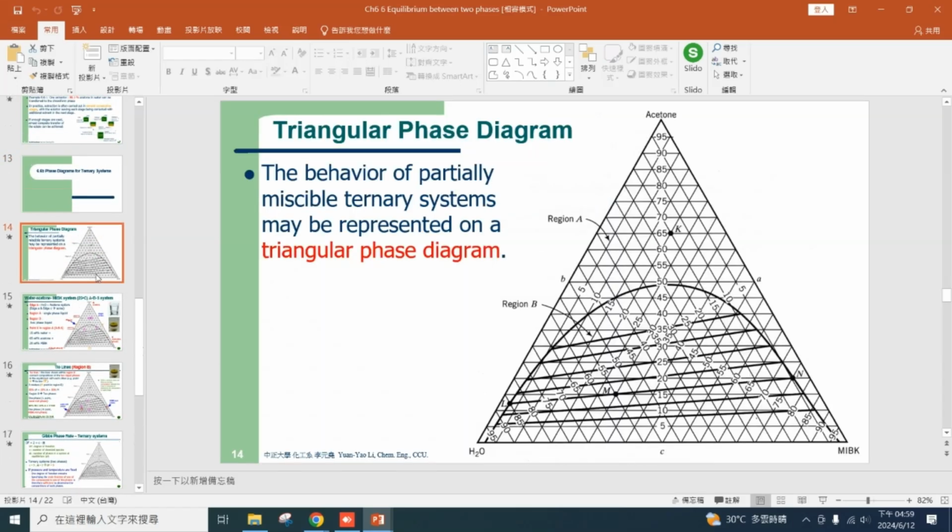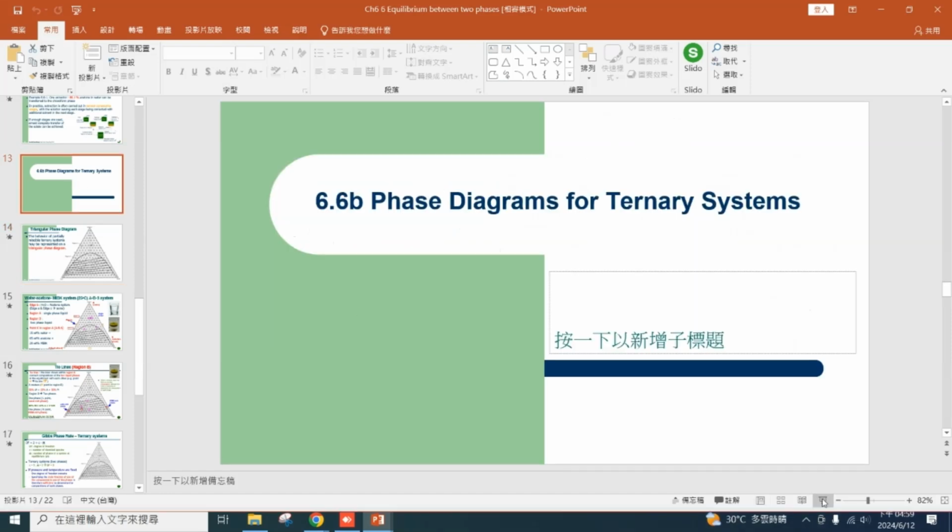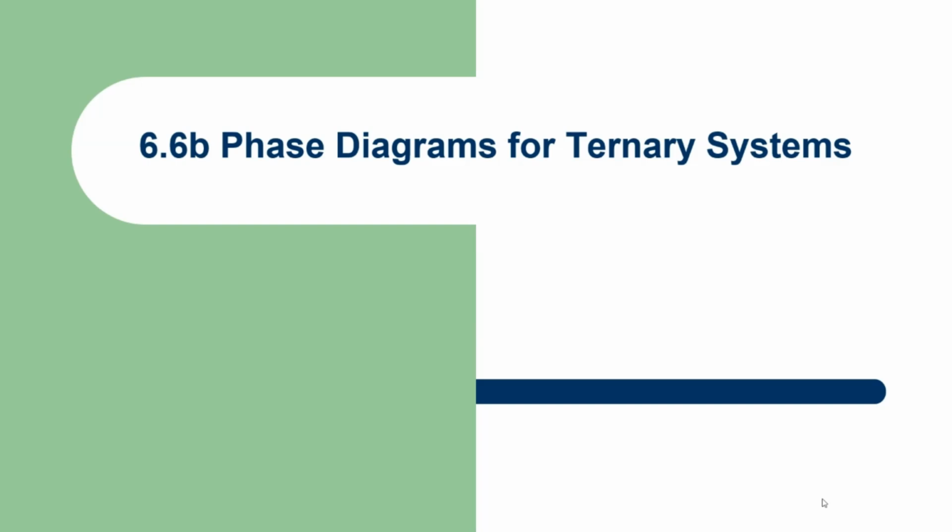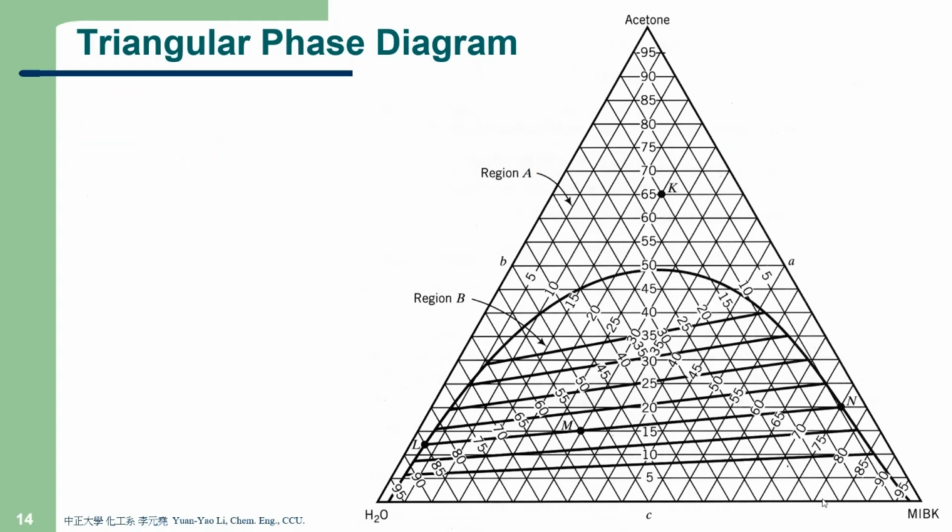I think I want to finish this section first, so please work with me. We have the ABS system. Instead of checking a table, can we use a diagram to find out the proportions? This is what we call a triangular phase diagram. Again, water, MIBK, and acetone. Remember this is in chapter 4: water, acetone, and MIBK.